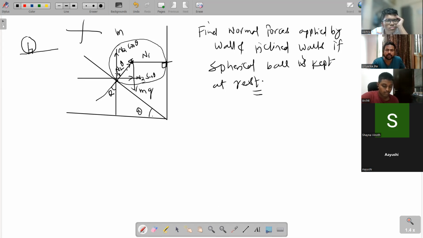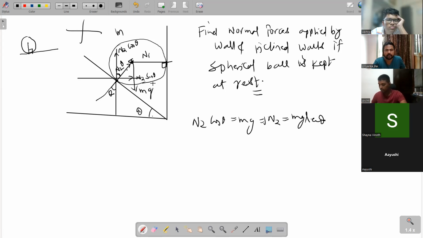So see the forces in the vertical direction. N2 cos theta up and mg down. So N2 cos theta equal to mg. So from here you can find N2 equal to mg sec theta. And if you balance forces along the horizontal direction, N1 is towards left and N2 sin theta towards right.